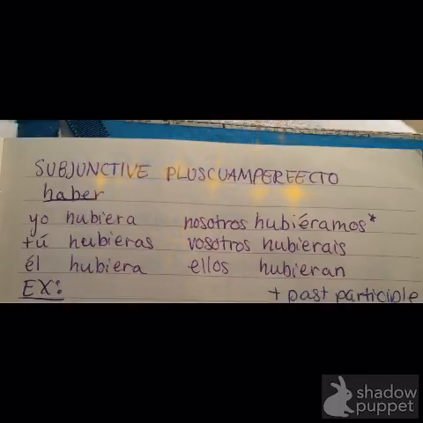So the subjunctive plusquamperfecto is like the past tense of the tense that we just learned. It's formed the exact same way, except you conjugate haber into the imperfect subjunctive tense. So here is the imperfect subjunctive tense of haber. So yo hubiera, tú hubieras, él hubiera, nosotros hubiéramos, vosotros hubierais, ellos hubieran, and then you just add the past participle, the exact same past participles as you used for all of the other compound tenses in the Spanish language.